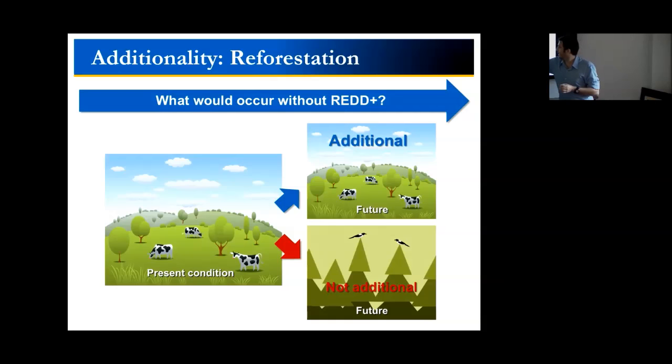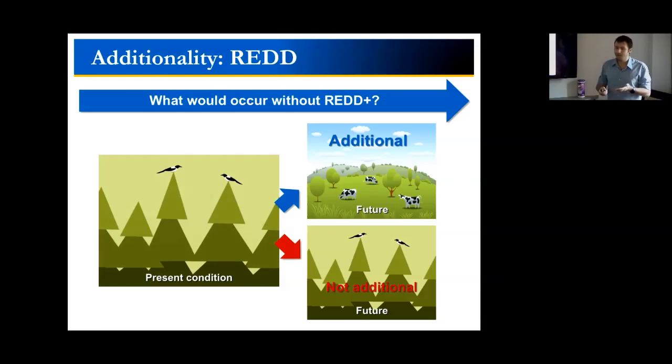You will only have additionality if the landscape continues to be degraded in the future. If you think that the landscape will eventually become a forest, then you don't need REDD money to promote reforestation in that landscape. So there is no additionality, okay? And the same goes for avoided deforestation, for REDD. If you have a forest that you think is going to remain as forest in the future, then you also don't need REDD money to avoid the conversion of that forest, okay?